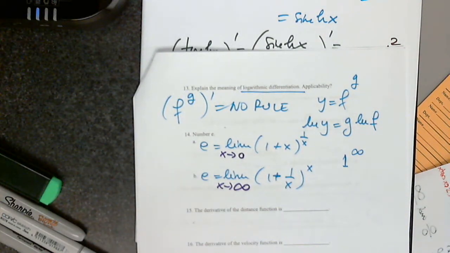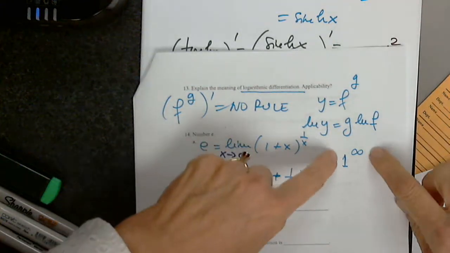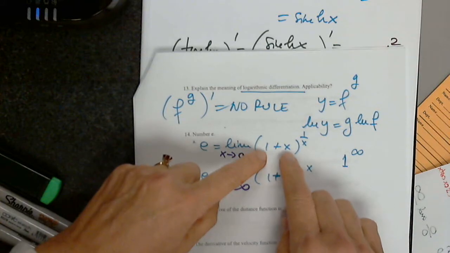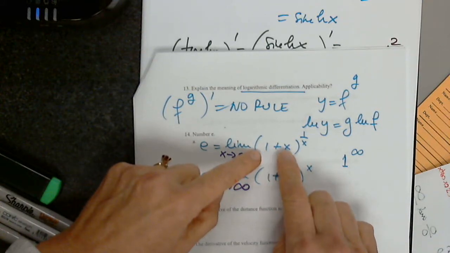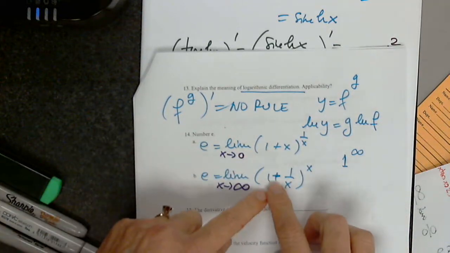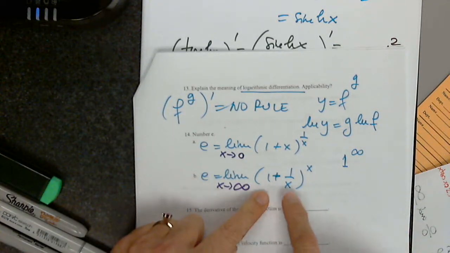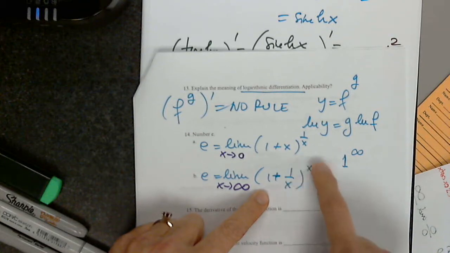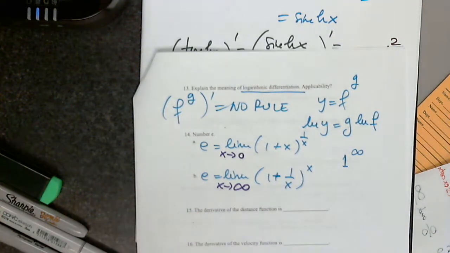The expression is the same, sort of the same, but have in mind that this has to be 1 plus infinity. So x must be approaching 0, because 1 plus 0 will be 1, and this will be the infinity. Now here, x has to approach infinity, because this will be 1 plus 0 now to infinity. Two options of getting e.